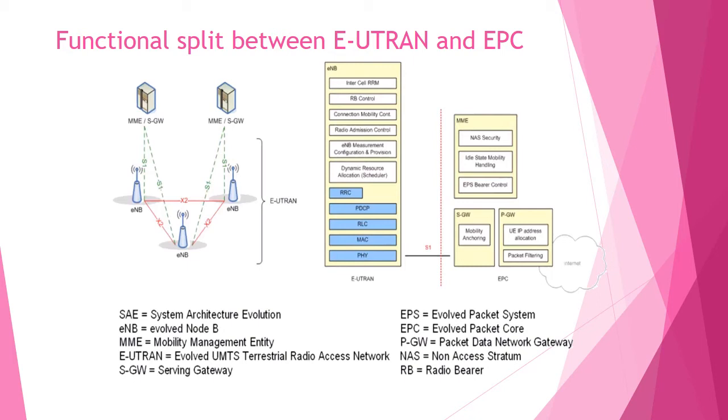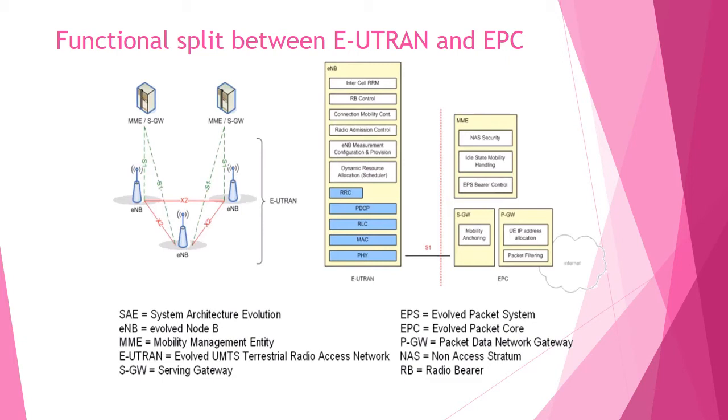The layers present in the E-UTRAN are the physical layer, MAC layer, RLC, packet data convergence protocol, and radio resource control. In the evolved packet core, we have the mobility management entity. In the mobility management entity, we have the non-access stratum. The purpose of the non-access stratum is to manage the establishment of communication sessions and maintain continuous communication with the user equipment. So whenever the user moves, it maintains the communication. Next is mobility handling and EPS bearer control. It controls the bearers as well as the session control.